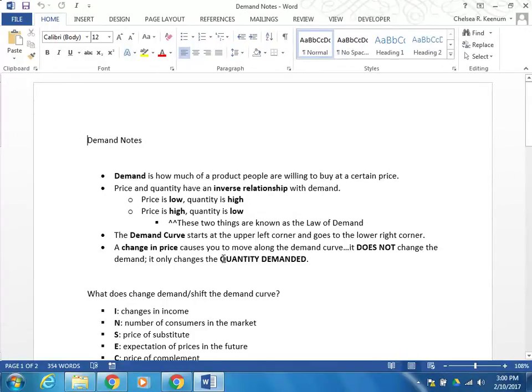And that's super important. Okay, so a change in price just causes you to move along the demand curve. It does not change the demand. It does not mean that there is less demand or more demand. It just changes how many of them are demanded.